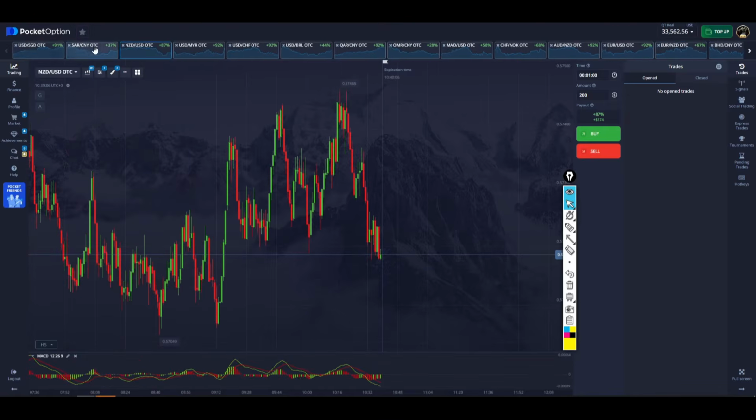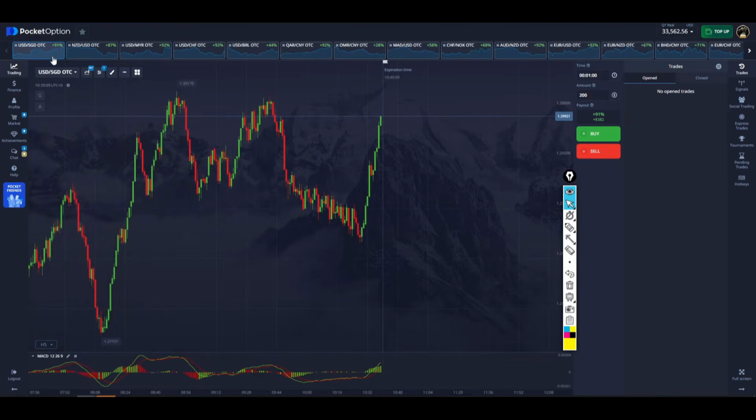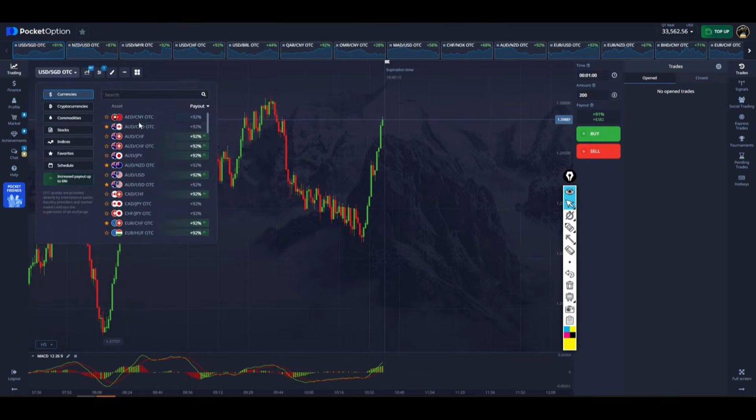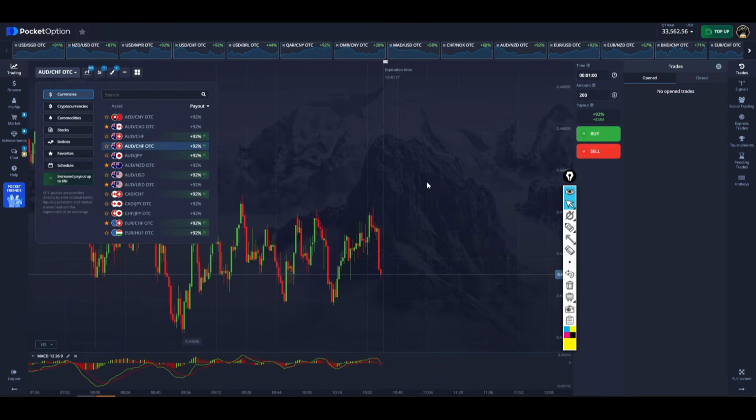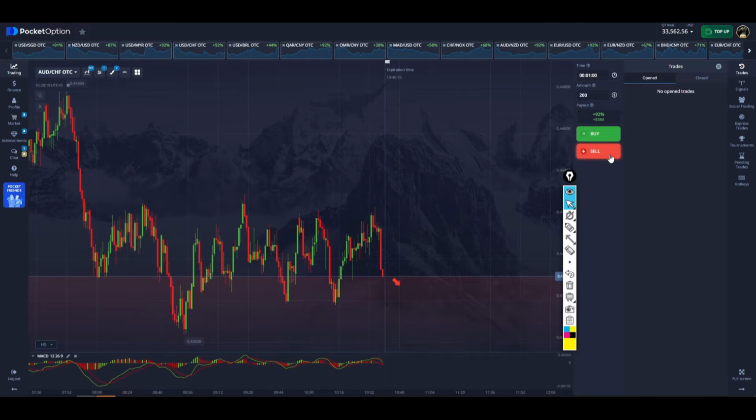So guys, as an additional tool, I'll be using the MACD with standard settings. Let's pick a currency pair that fits my trading style best. I see that the Australian dollar pair looks quite suitable. First of all, I notice that the price is currently moving sideways.